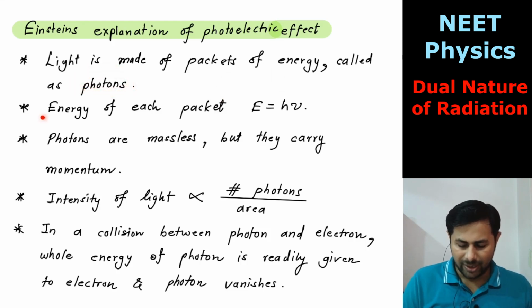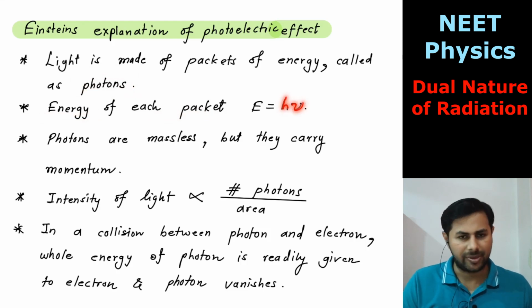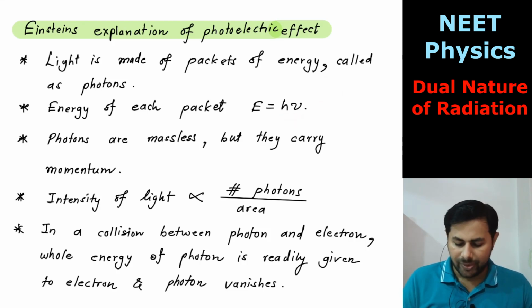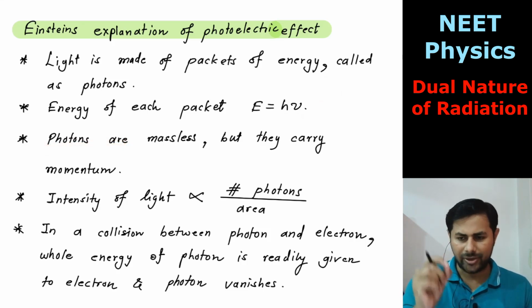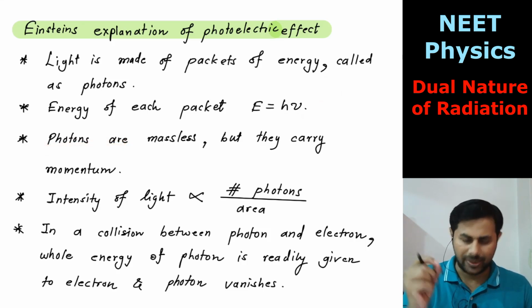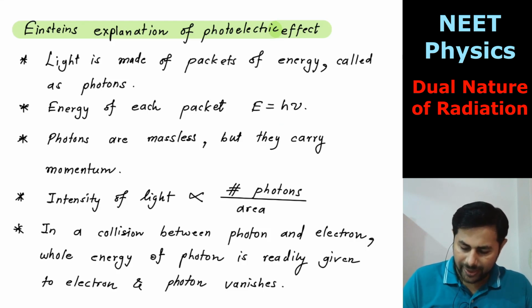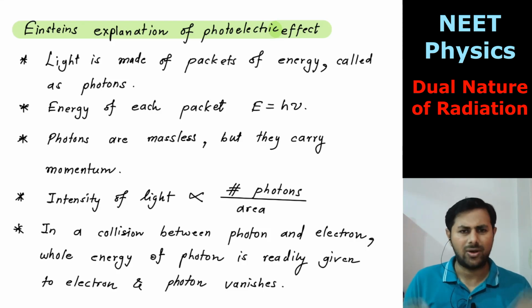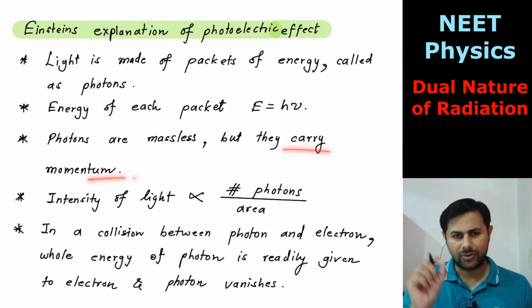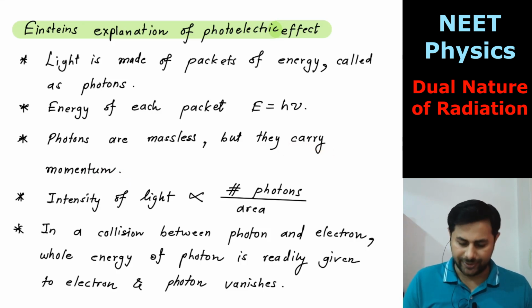Then the energy of each packet is equal to what? It is equal to h times nu. Nu is the frequency of light and h is Planck's constant. These photons, packets of energy, or you can call them particles of light, have no rest mass. You can just say they are massless, but they carry momentum. So photons carry some momentum and energy.